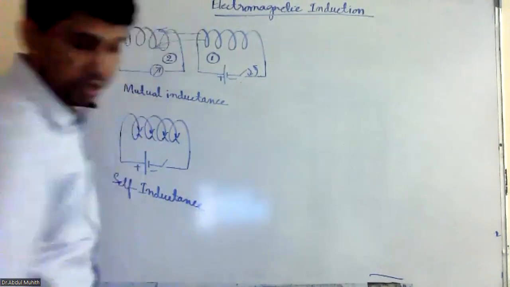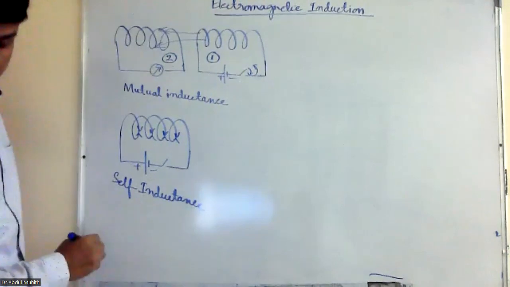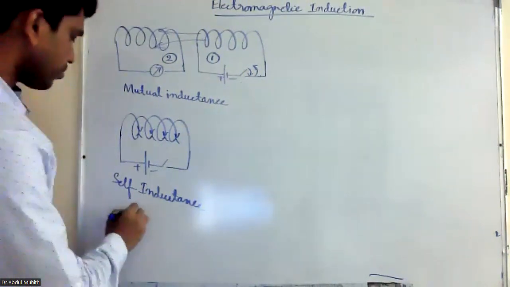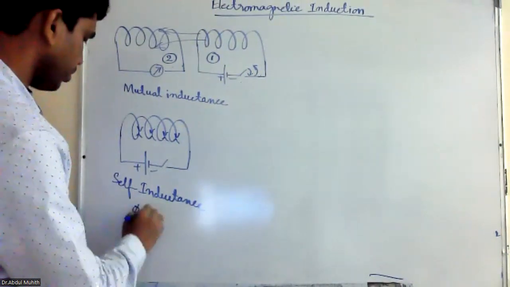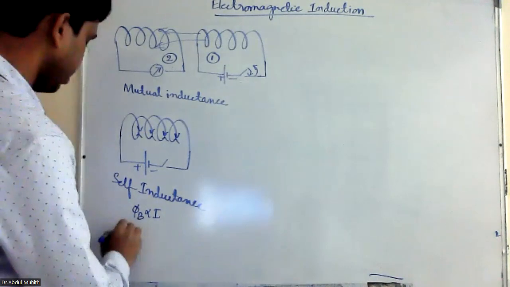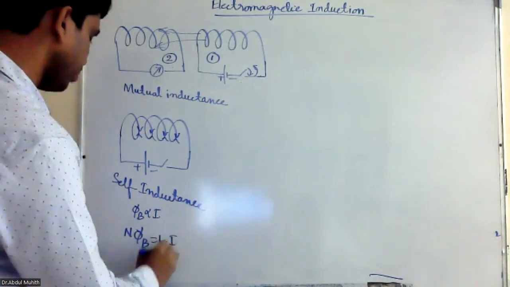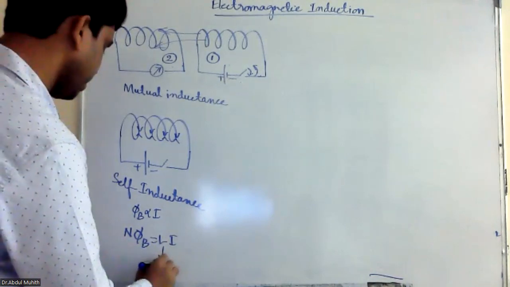Okay. Now we are going to study the formula. We have N into phi B. Phi B, that is magnetic flux, is directly proportional to the current I. So the formula is N phi B equals L into I, where L is said to be the inductance.